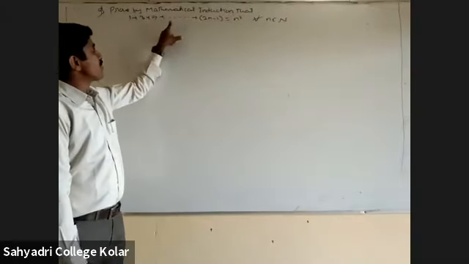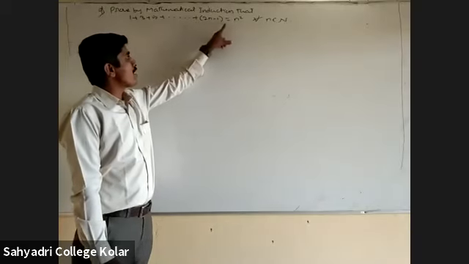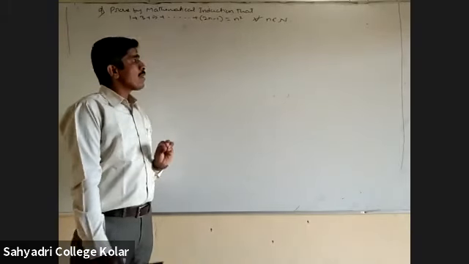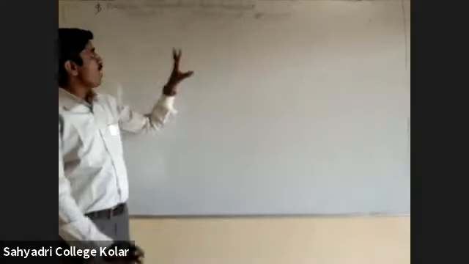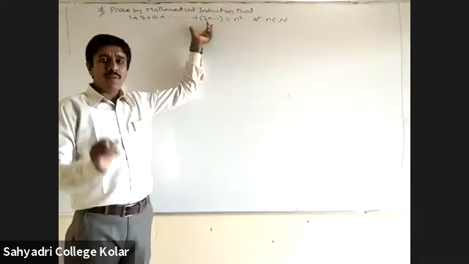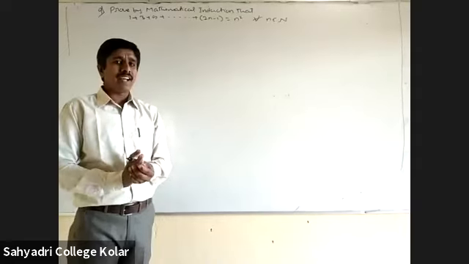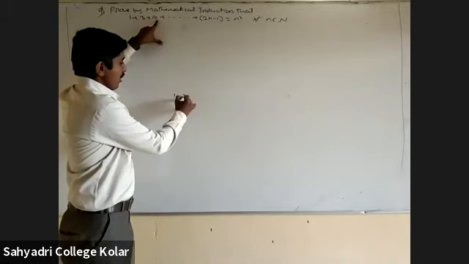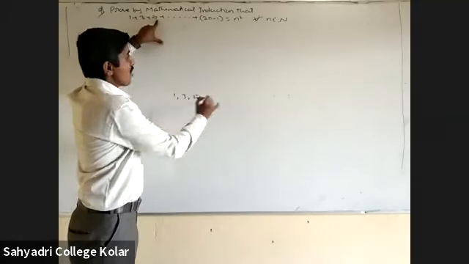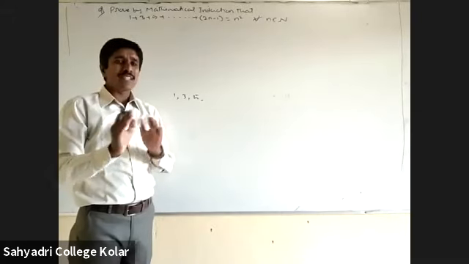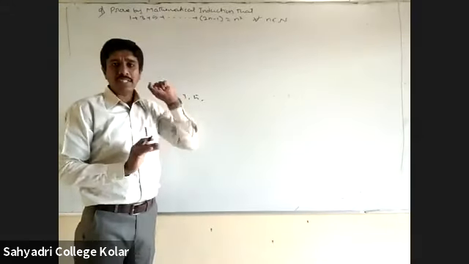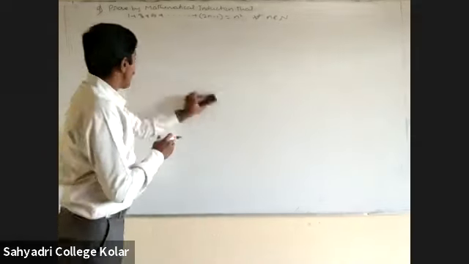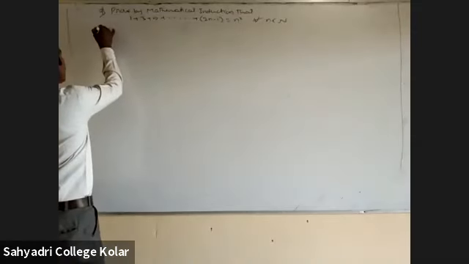Prove by mathematical induction that 1 plus 3 plus 5 plus so on plus 2n minus 1 is equal to n square for all n belongs to N. There is a formula. We have to prove this formula by using the principle of mathematical induction. And we know this formula: 1, 3, 5 are natural numbers, and the sum of these up to n terms is given by n square. Let us denote the given statement by P of n.